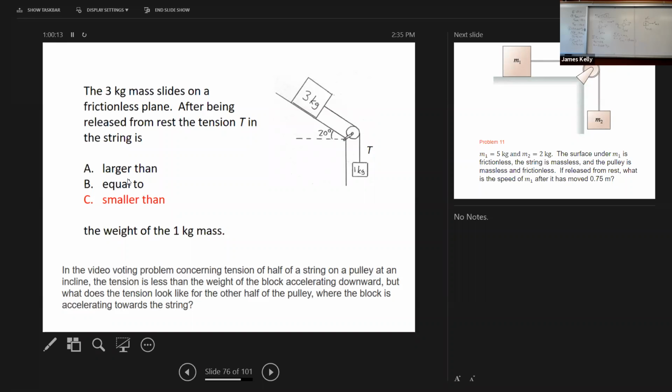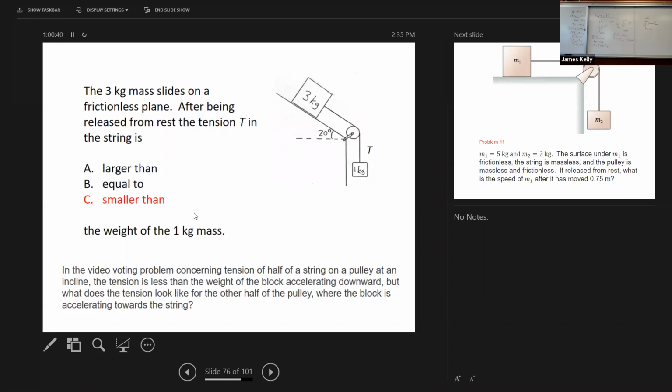And somebody asks a reading response question, I think, about how this tension is related to this tension. If it's a massless, frictionless pulley, this would be the same tension as there. That's the only case we've talked about so far. So for the only problems we're dealing with so far, the tension would be the same on the two sides of the pulley.